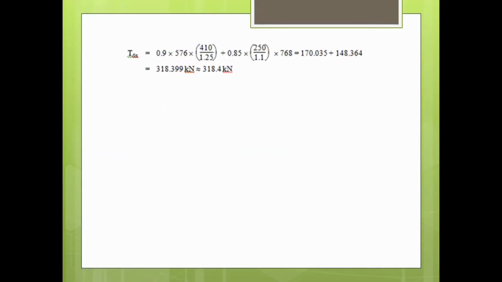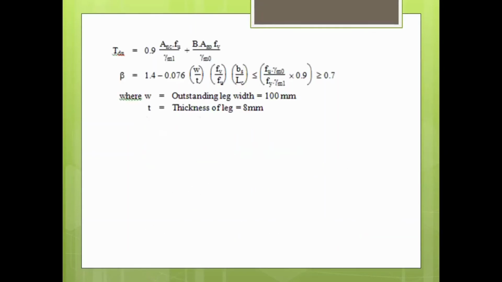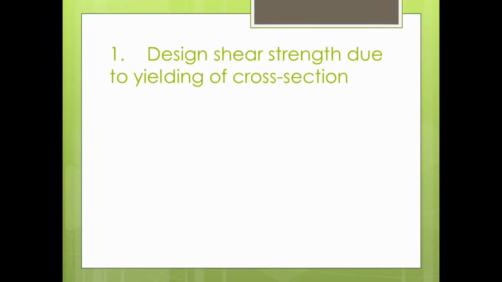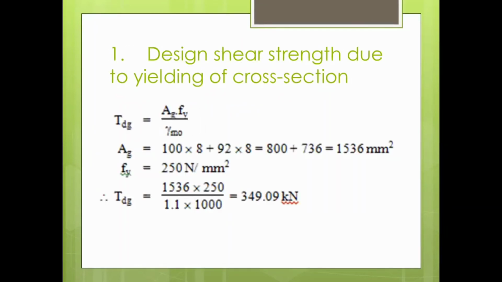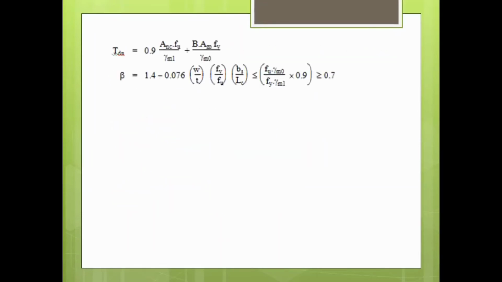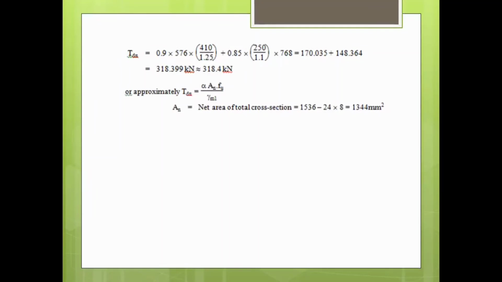What is our first value? If you remember, it is 349.09. This is our first value. The second value is 318.4. Now, we have to calculate one more value.